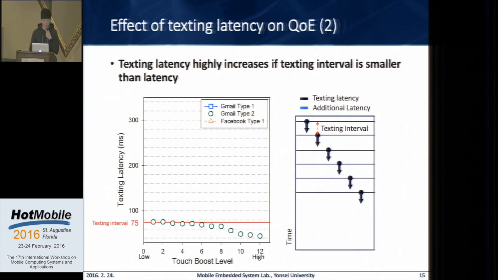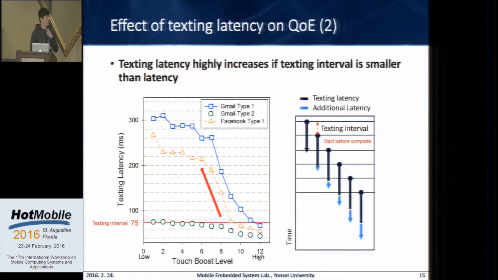But in other cases, like with more workloads, texting latency skyrocketed. This is because of the nested operations described in this slide: each workload starts before the previous one is complete. This nested operation causes additional latency, and this leads to the sudden increase. So we have to prevent this situation.